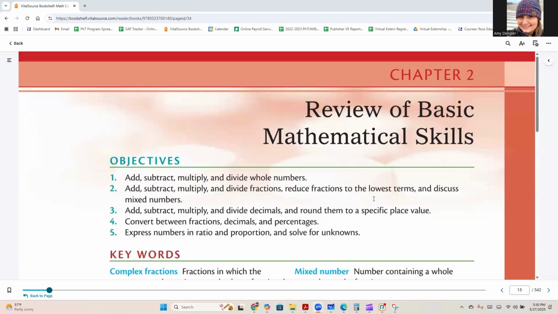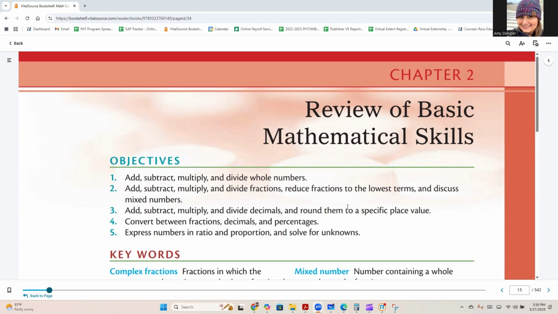Chapter 2, Review of Basic Mathematical Skills. After this chapter is over, you should be able to do the following, which many of you might already know how to do. Number 1, add, subtract, multiply, and divide whole numbers. 2, add, subtract, multiply, and divide fractions, reduce fractions to the lowest terms, and discuss mixed numbers.